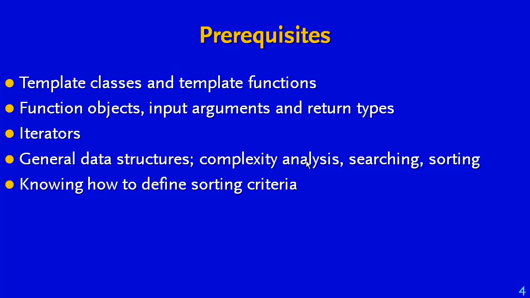And iterators, so you have to know what an iterator is and how it works. The general data structures, complexity analysis, the big O notation. So when you say that insertion into a list at the end is order 1, big O1 means that the time it takes is independent of the size of the list. Sorting criteria and so on.